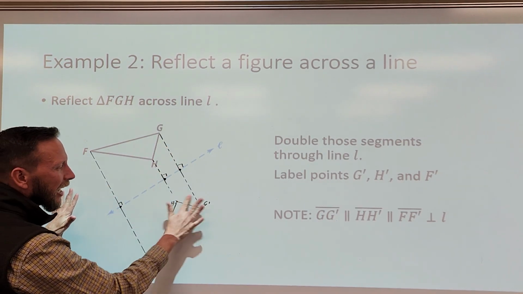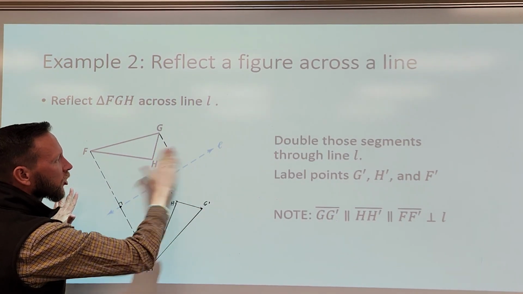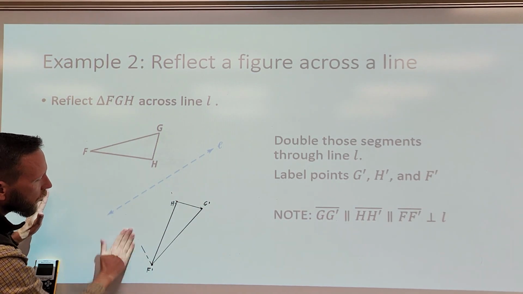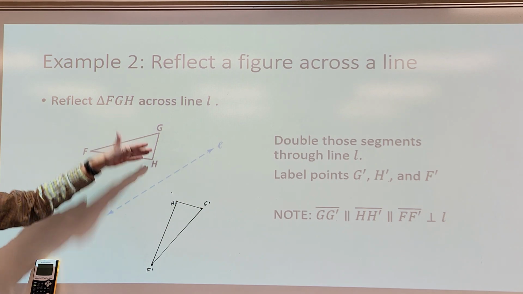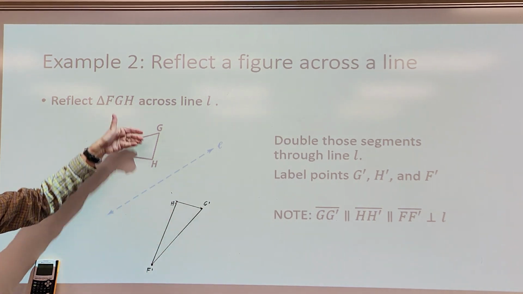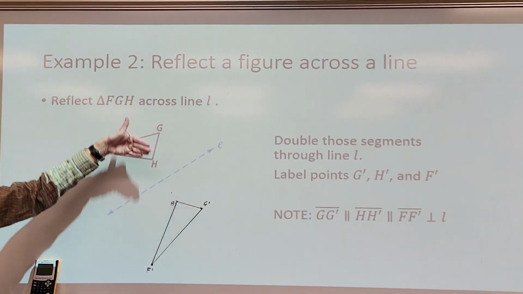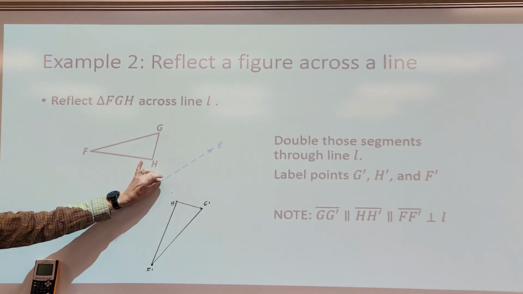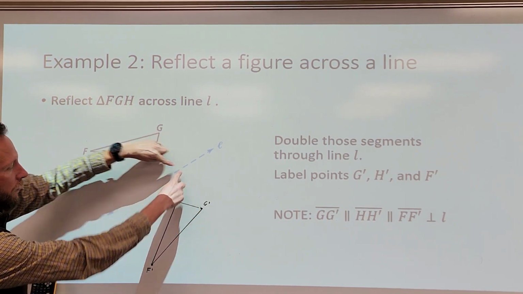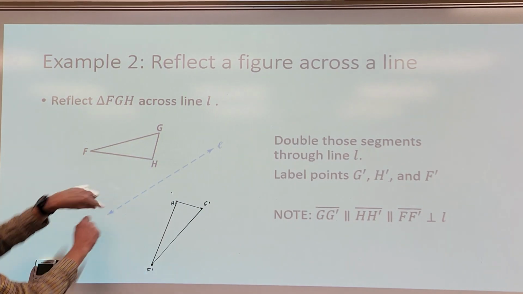Don't erase these lines on your paper unless you're willing to redraw them, but I'm going to erase those lines so that we can see that this image, this pre-image, was reflected to make this image, or this image is a reflection of our pre-image. These are equidistant from line L. These points are equidistant from line L. These points are equidistant from line L.